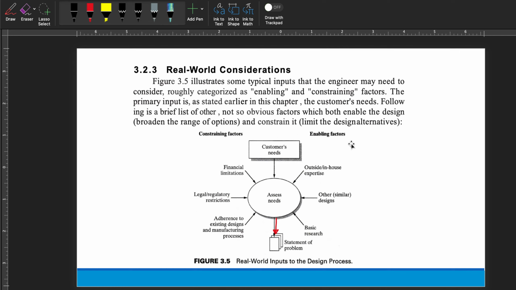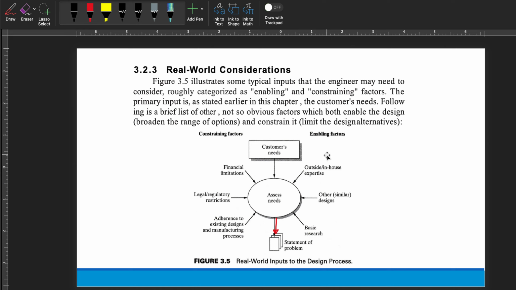So one of the things we'd like to look at is figure number 3.5, which illustrates some typical inputs that the engineer may need to consider, roughly categorized as enabling and constraining factors to a project. This is what you need to be talking to your sponsor about, and it reflects on your needs statement. So the primary input, as stated earlier, is the customer needs. Following is a brief list of other not-so-obvious factors which both enable the design or constrain it.